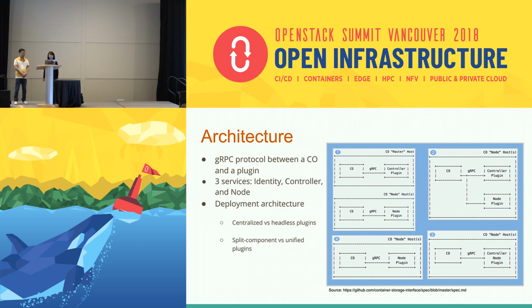So we don't have a controller plugin on the master node. So everything is on the worker node. In figure number 2, we have a controller plugin and a node plugin. They are separate, so that's a split component model. And number 3, we have the controller node plugin. They are all together in the same plugin. And in number 4, we only have a node plugin. So in this case, the plugin didn't even implement the controller functions.